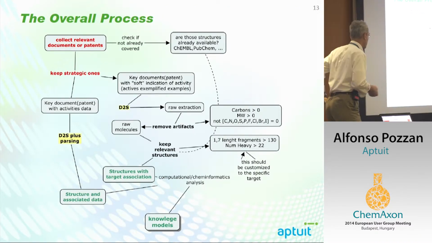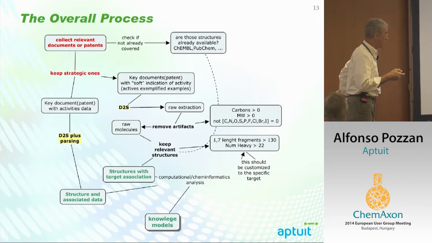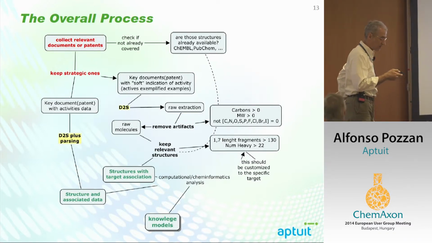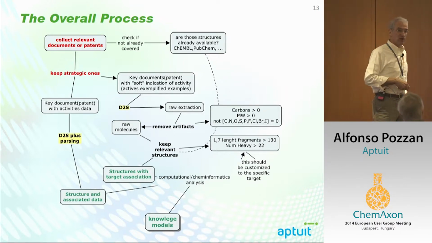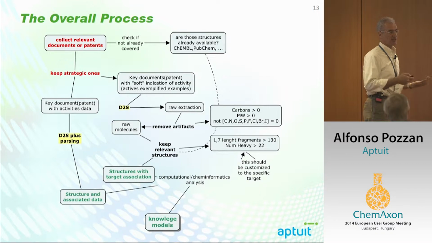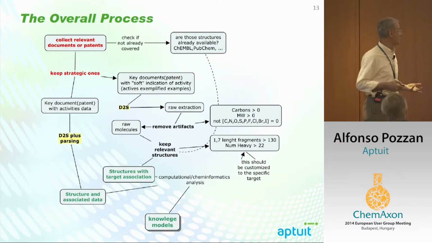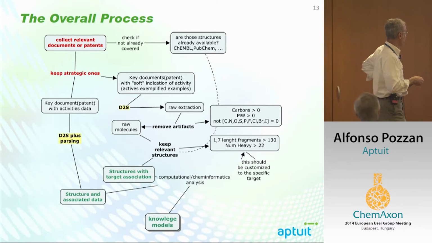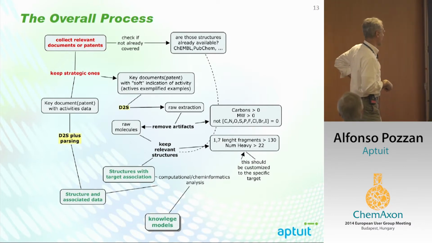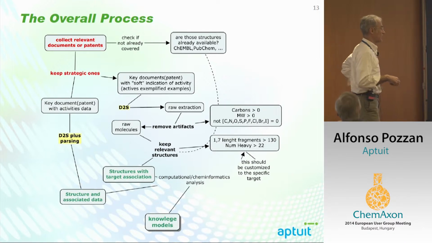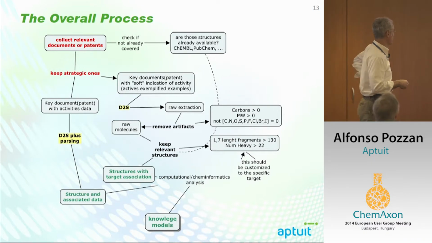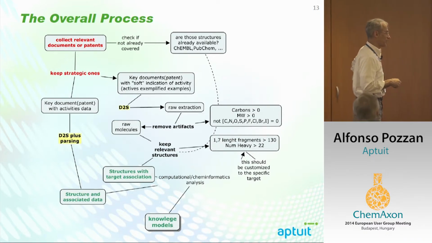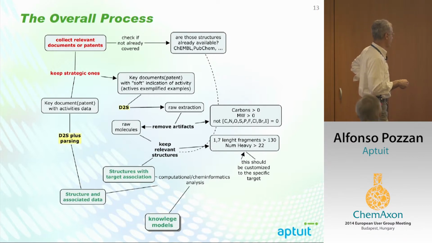This, in the end, is a process that we are now using in Aptuit. So for this particular aspect, initially the medicinal chemists collect the relevant documents, the relevant patents, using their standard literature tools like SciFinder. We also keep a ChEMBL version in Instant JChem in-house, so they can search whether the data are already there, for example in ChEMBL, without having to extract from the patents. And then we try to keep the strategic patents. And then we follow two processes.